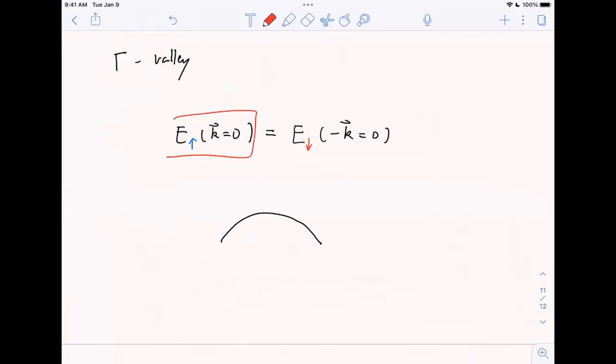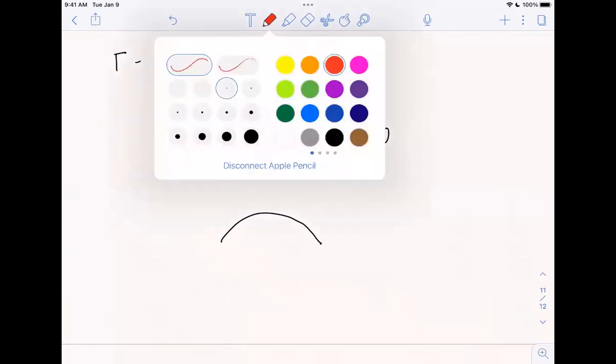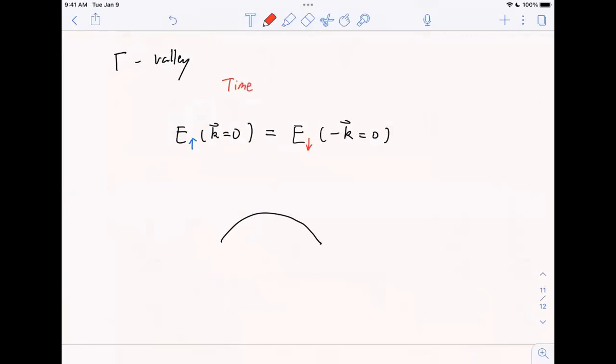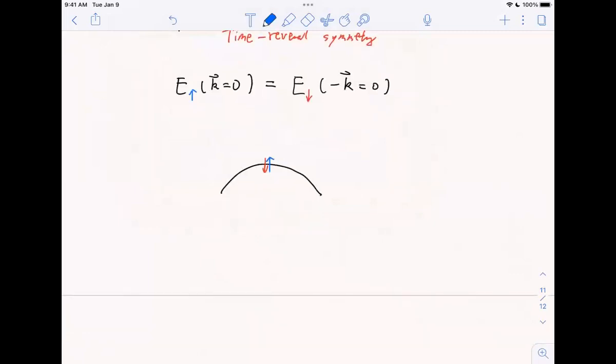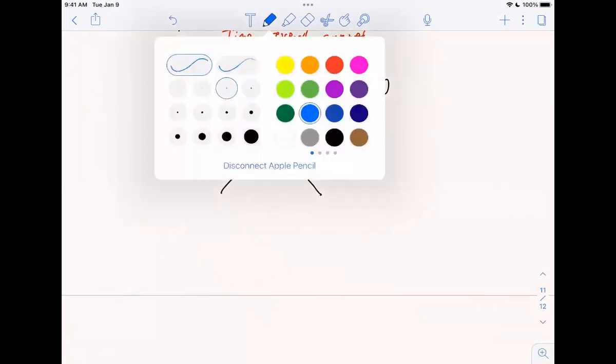So this one will flip the spin under time reversal. You flip the spin by time reversal symmetry. You also flip the k, but it is at 0, so negative k is still 0. So that means here you will have both spins the same. But once you go away from it, then they will start to split.